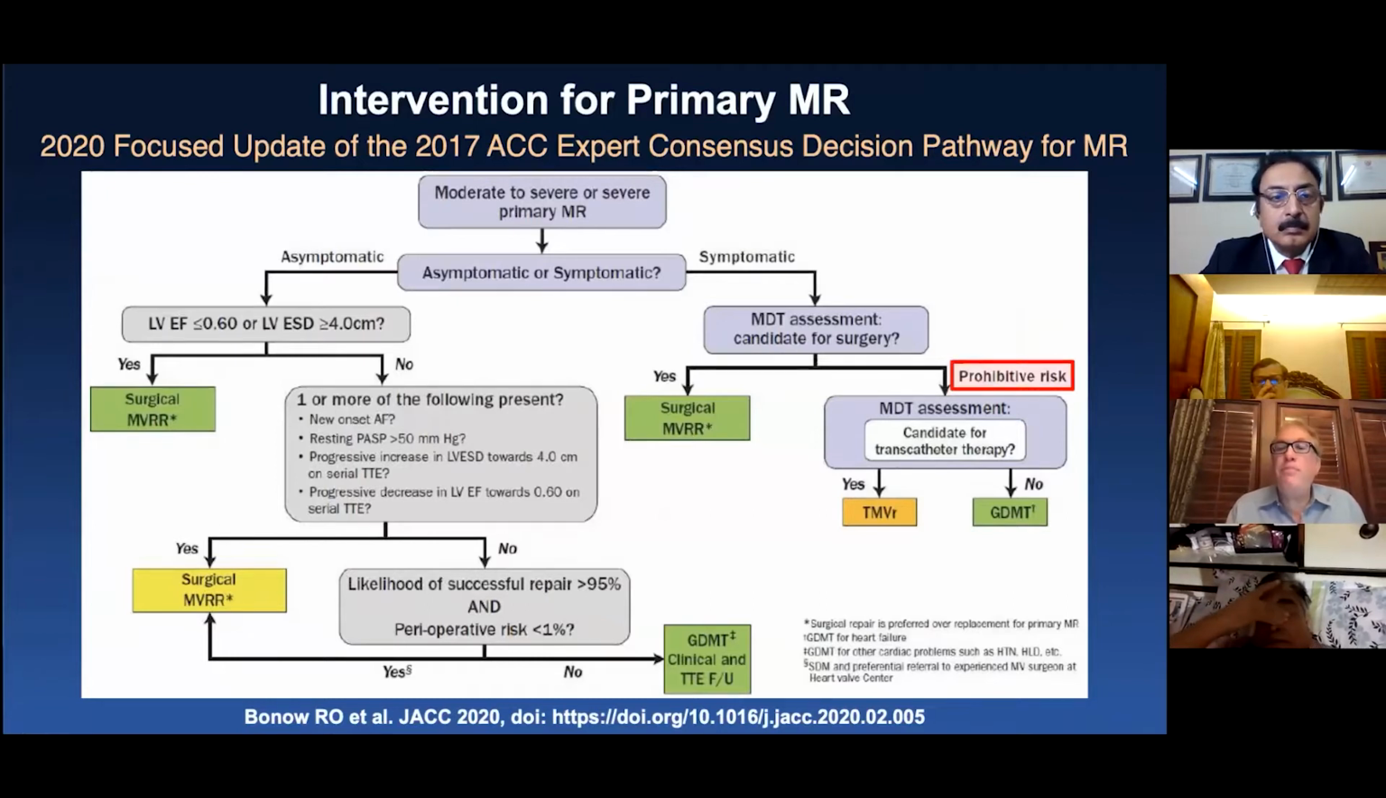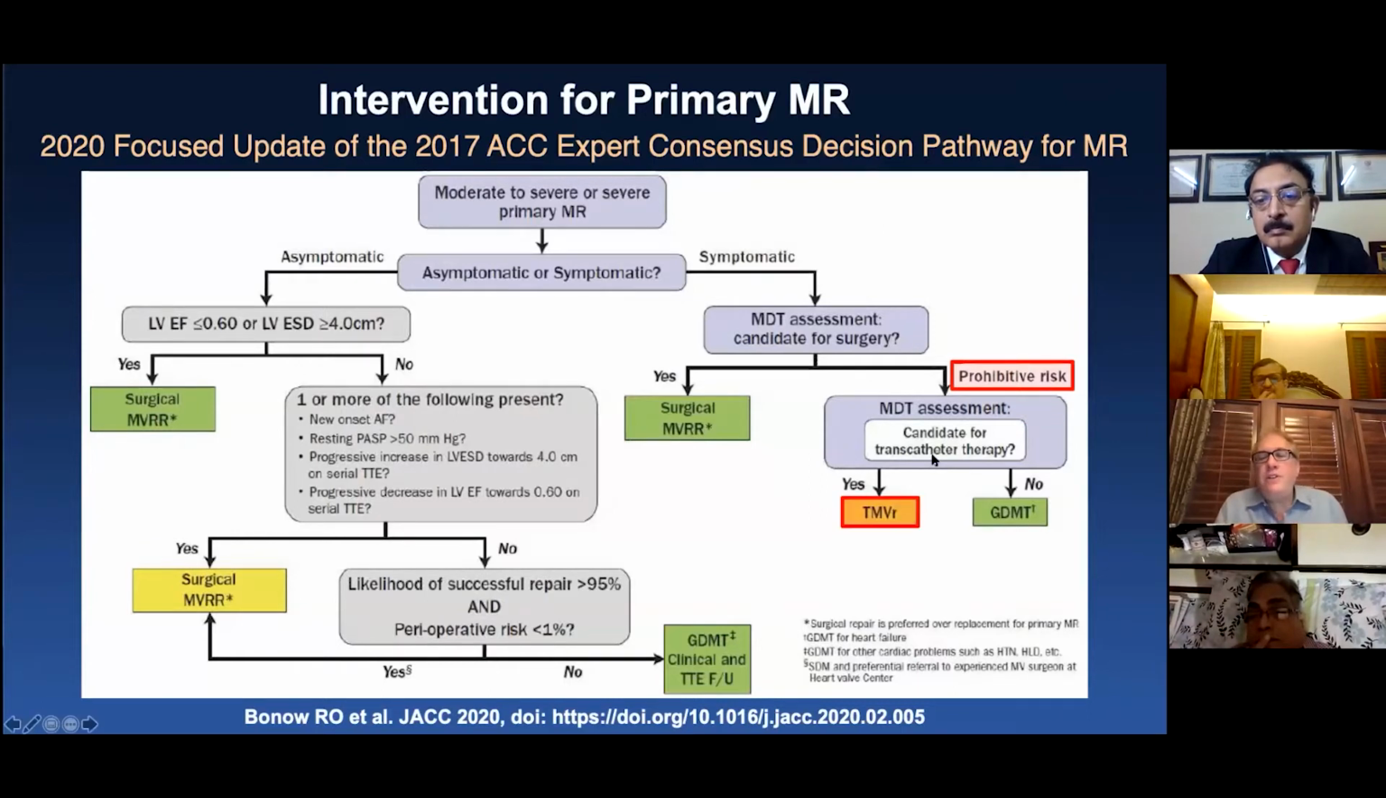But for patients that are prohibitive risk for surgery, then if the patient is a candidate for transcatheter therapy, then transcatheter mitral valve repair with the MitraClip is recommended with a class 2B level of evidence. And this was based on registry data that showed that for these prohibitive risk patients, at least patients that underwent MitraClip treatment seemed to feel better. But this was from non-randomized data. But still, it was enough for the FDA to give an indication for this and for the guidelines to adopt the MitraClip for this limited indication for primary MR.